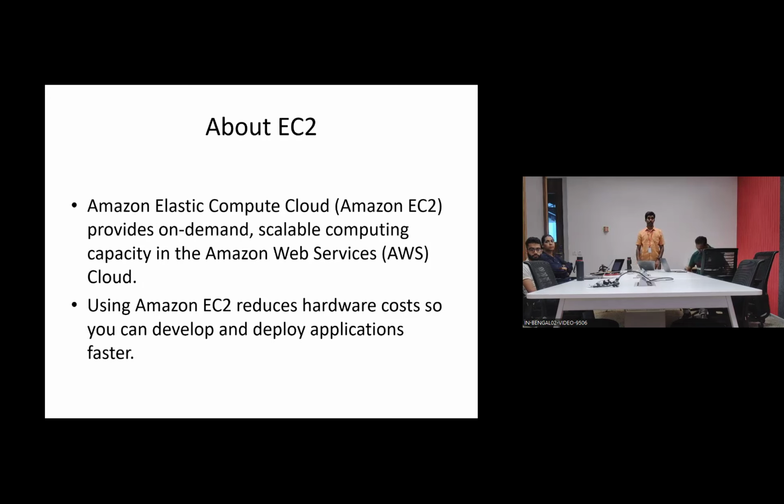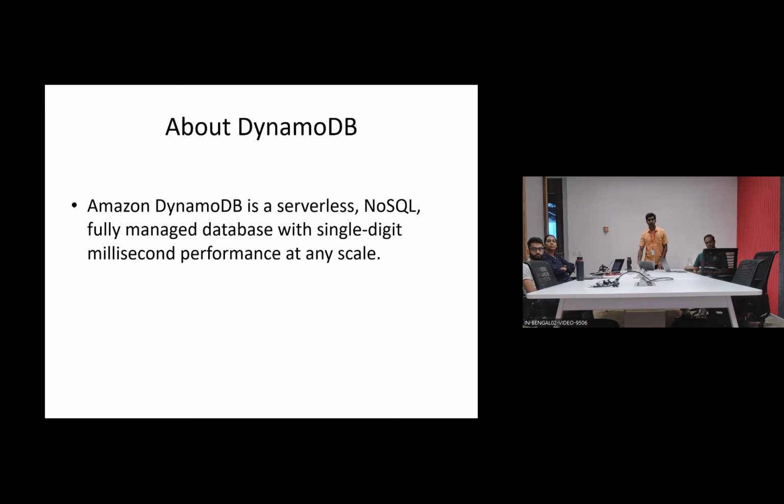So basic EC2 is on-demand scalable compute capacity in the AWS cloud, like a compute instance in OCI. It reduces hardware costs, so you can develop and deploy applications. Amazon DynamoDB is a serverless, fully managed NoSQL database with millisecond performance at any scale.